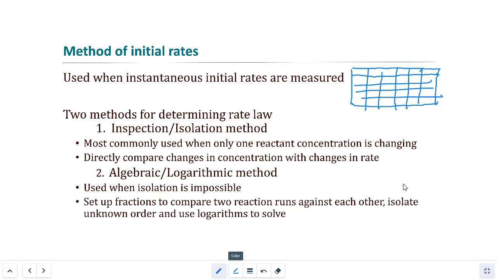So if you're scanning through your problems and you get a table that looks like this, where it's got a whole bunch of columns and a whole bunch of rows, this is an initial rates problem usually. Because what you'll find in those columns are words like concentration of this, concentration of that, concentration of a third reactant, rate of reaction, and all those little numbers underneath are going to change just slightly. And what your task will be is determining the rate law and probably the value of the rate constant based on the numbers in that table.